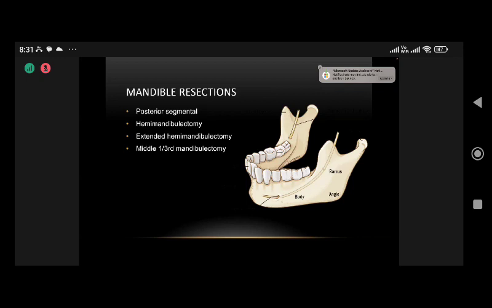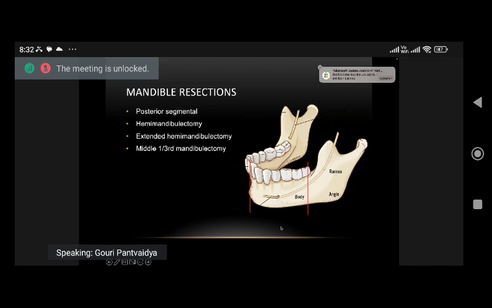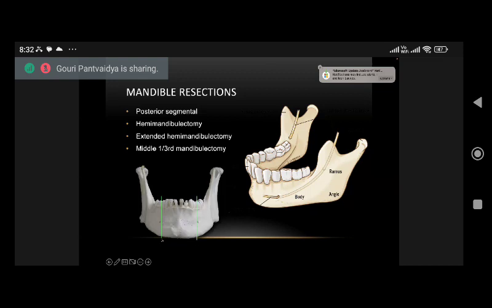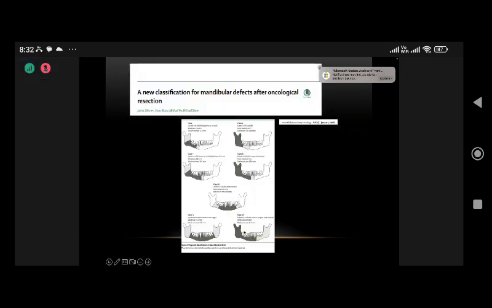Now, if you look at mandibular resections, there are multiple names and terminologies, and these may differ. You have what is called a posterior segmental mandibulectomy, where you cut it at the level of the last molar. Then you have a hemimandibulectomy, which, as the name suggests, you cut half of the mandible. You have an extended hemimandibulectomy, where you cross the midline, and you have what is called a middle third mandibulectomy, where you excise the middle one third of the mandible. Now, these are very subjective terminologies, and now we have a nice classification again coming from James Brown.